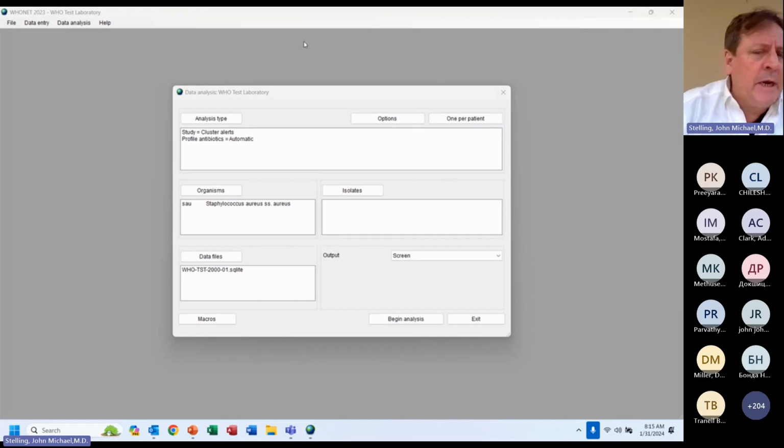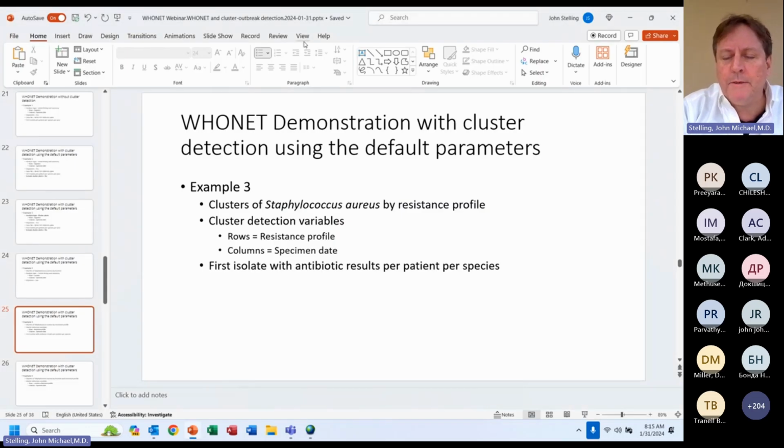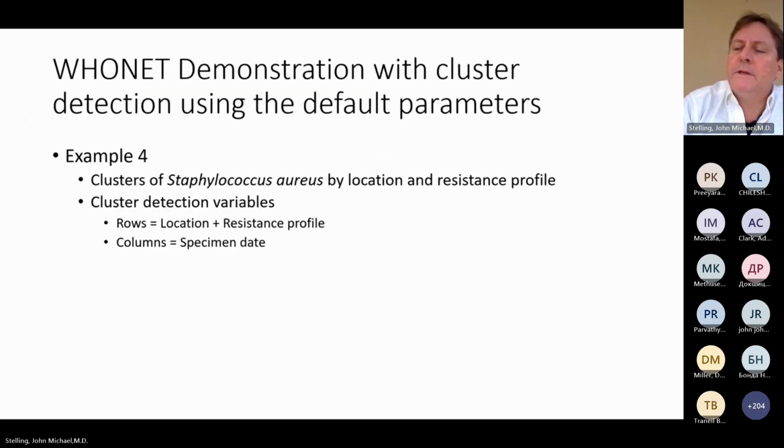I don't think it's an outbreak, but it's still worth investigating the epidemiology, the quality. Maybe these are penicillin resistant, but the laboratory made a mistake. Good. So I will now go back to my PowerPoint. Checking the time. We're doing well.